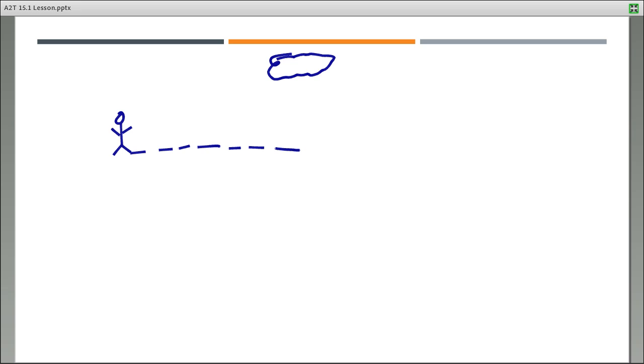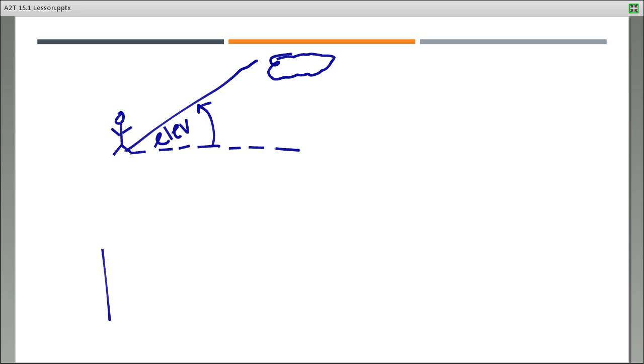So if I'm standing at ground level and looking up, this is what we call the angle of elevation. Elevation, an elevator is going to take you up, right? So when you're looking up, it's the angle of elevation.